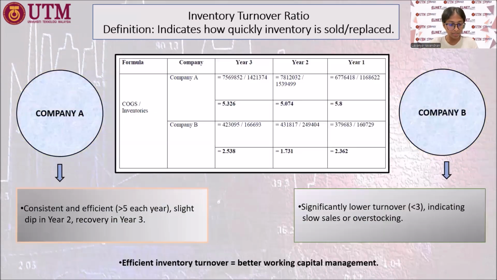Moving on to the next slide, we'll be talking about the inventory turnover ratio. This simply means how quickly the inventory is sold or replaced in a company. Company A has maintained strong inventory turnover across all 3 years with only minor fluctuations, indicating that the inventory is being effectively controlled. Company B, on the other hand, shows a much slower turnover rate. This could point to overstocking or weak demand or both, which ties up the working capital unnecessarily.